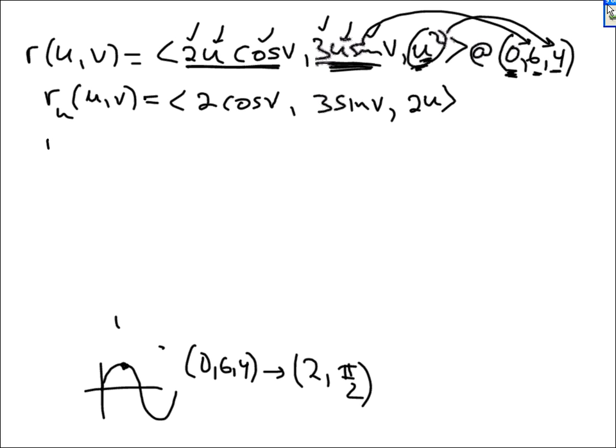Okay, now what is r sub v of u, v? Well, here, the 2u is a constant times the derivative of cosine of v, which is negative sine v.